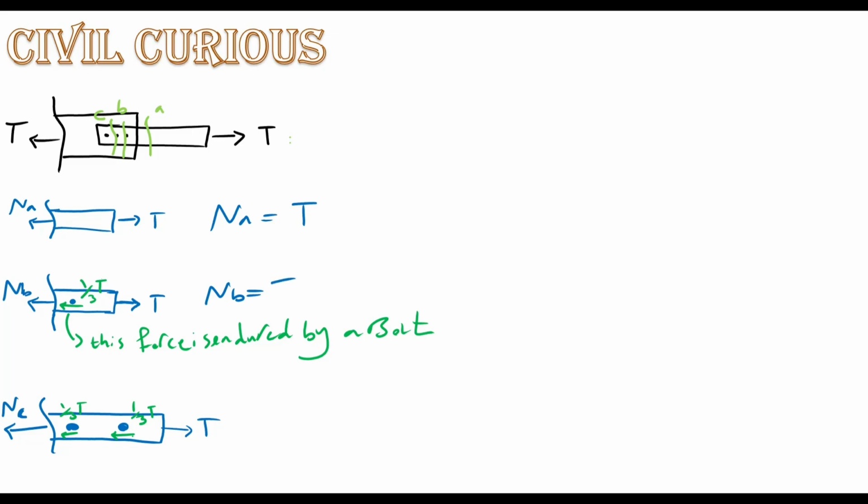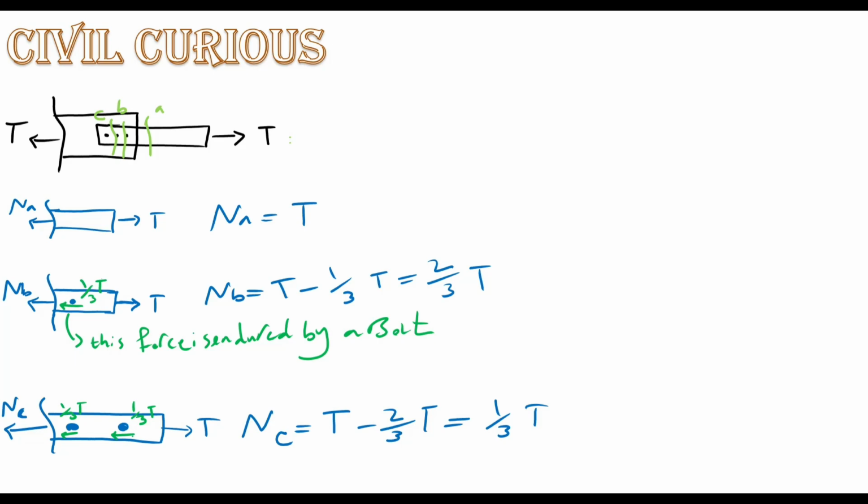NB is equal to T minus 1 divided by 3 of T, which is equal to 2 divided by 3 of T. For example, the value of T will be decreased about 0.33 because of that bolt, and here we have NC, which is equal to T minus 2 divided by 3 of T, because we have 2 bolts here, and the answer is 1 divided by 3 of T. The value of T will be decreased about 0.66.